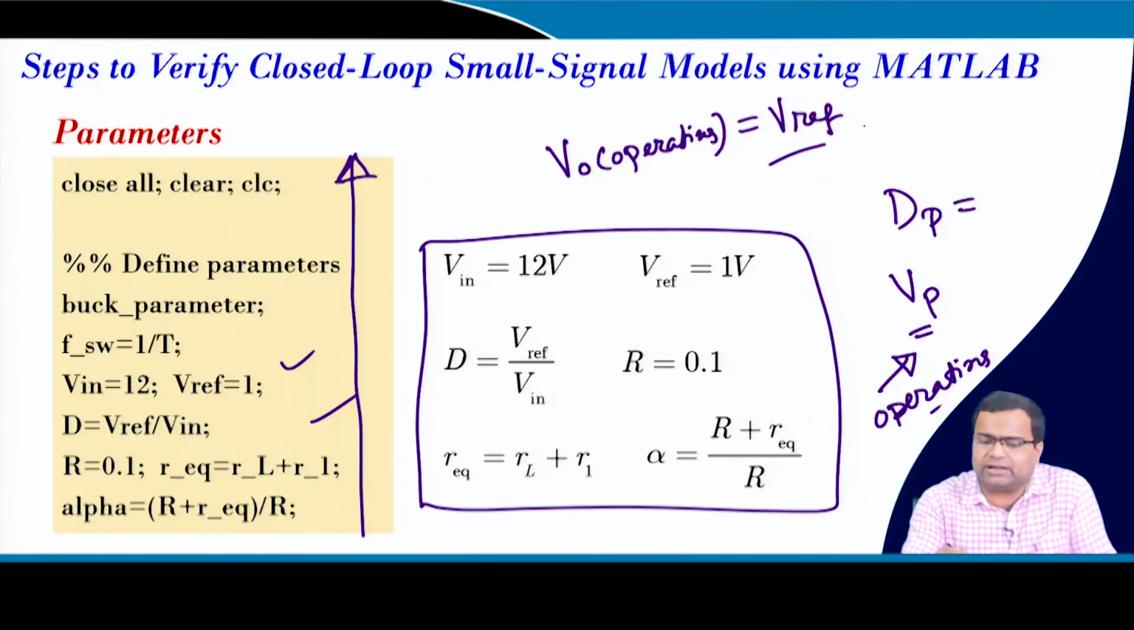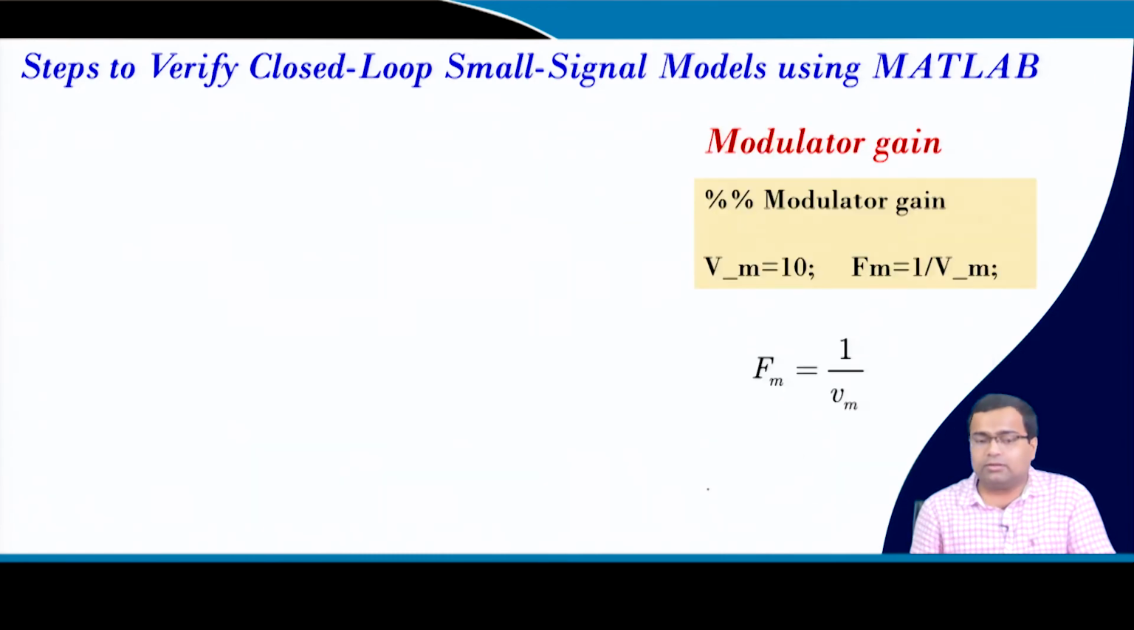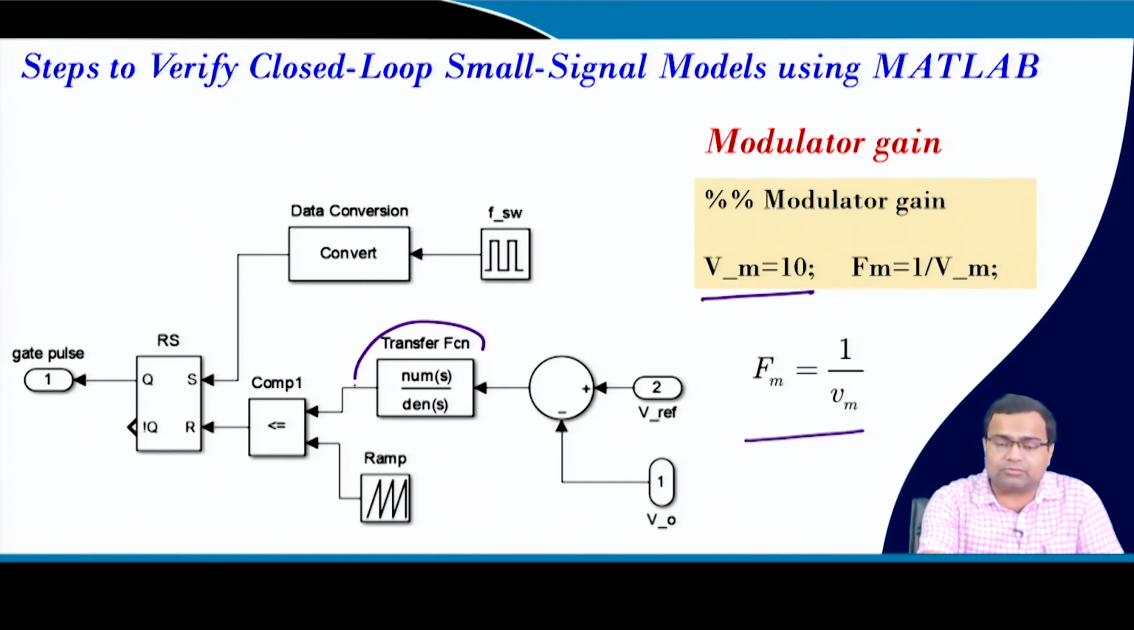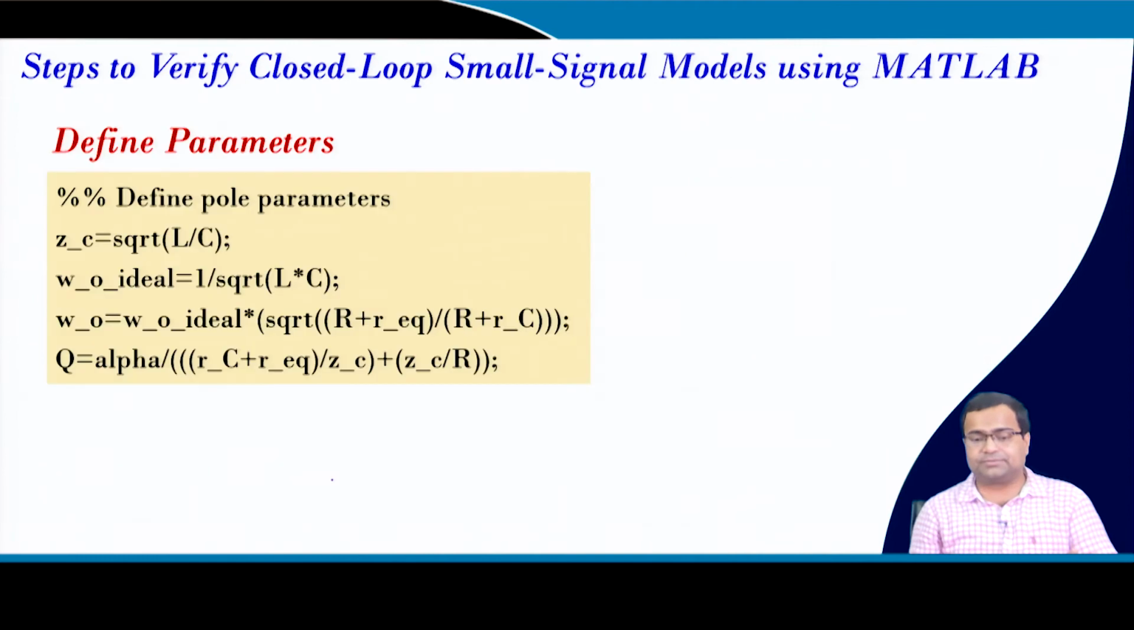And these things I already explained: duty ratio, open loop, and load resistance we set 0.1 ohm, then R equivalent we can obtain, alpha. Now, the modulator gain, Vm we took 10, 1 by Vm is the modulator gain, and this is the implementation we did. This is a closed loop. Now, this is our transfer function, this is our controller, this is our Vcon, and this is our ramp voltage. So, all this we have discussed.